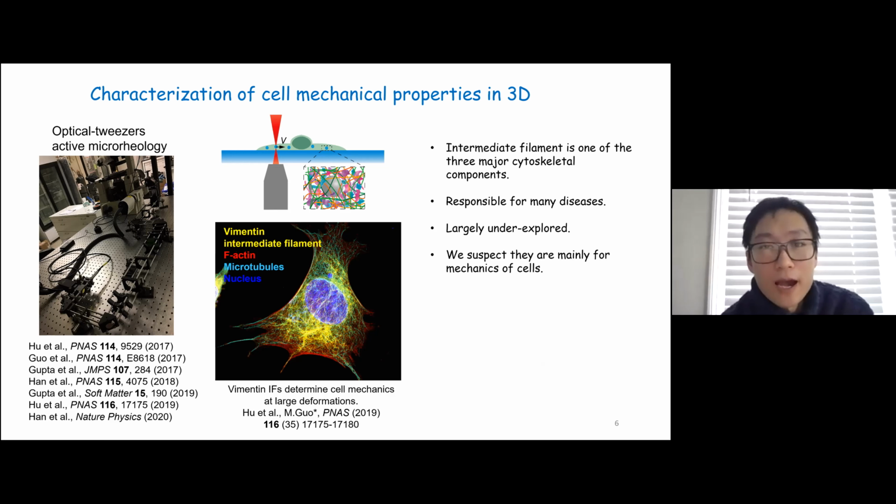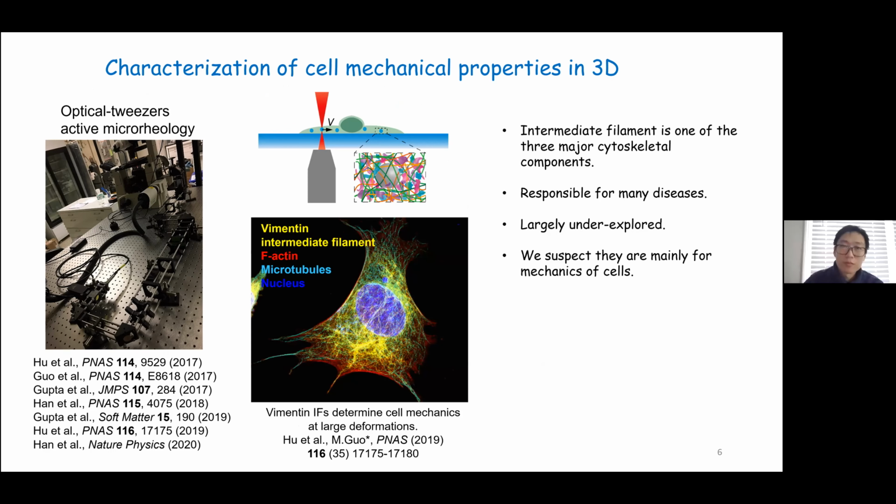And the other reason that we are very interested in large deformation mechanics is because of a particular cytoskeletal component called intermediate filament. The type of intermediate filament we play with is called vimentin. It's the type of cytoskeletal intermediate filament that you can find in mesenchymal cells. In classical behavior such as epithelial to mesenchymal transition, you will see cells start to express vimentin, which arguably will allow the cells to migrate and deform.